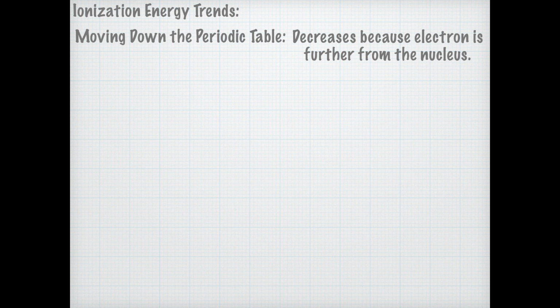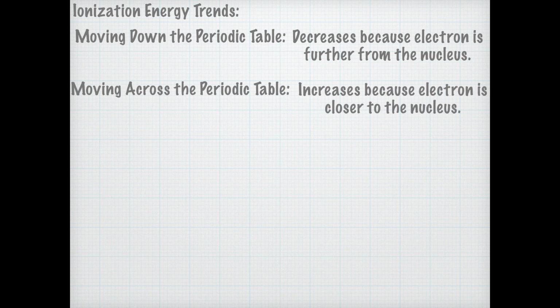Another trend we talked about and looked at over the summer was ionization energy trends. Keep in mind that in general, when you move down the periodic table, since the size of the atom gets larger, the ionization energy is going to decrease. That's because as the atom gets larger, the electron you're removing is further from the nucleus. As you move across the periodic table, the ionization energy is going to increase, because the atomic radius is decreasing, so the electron you're trying to remove is going to be closer to the nucleus.